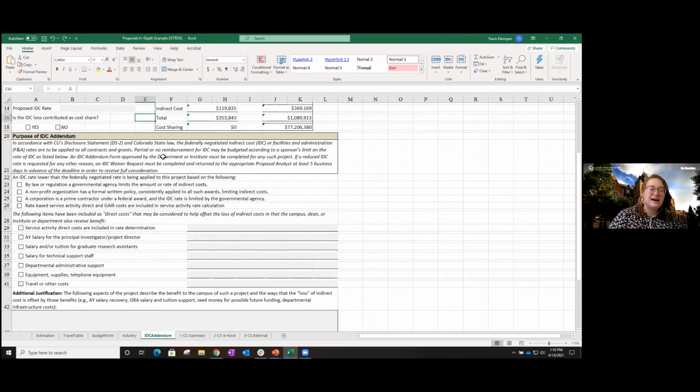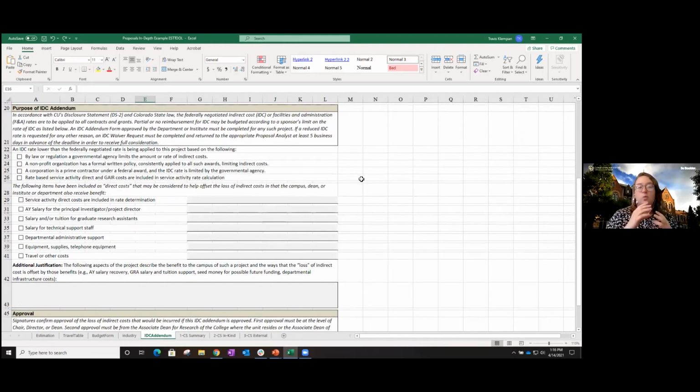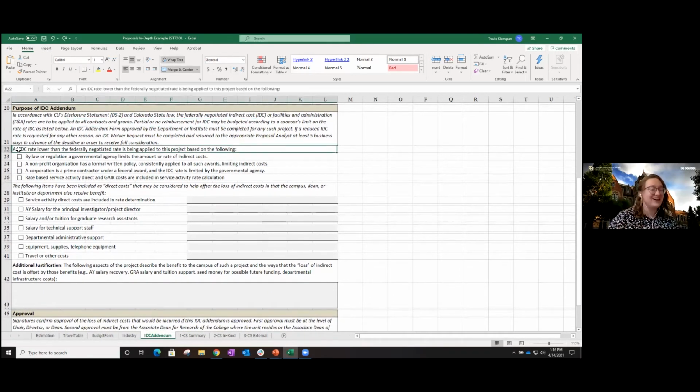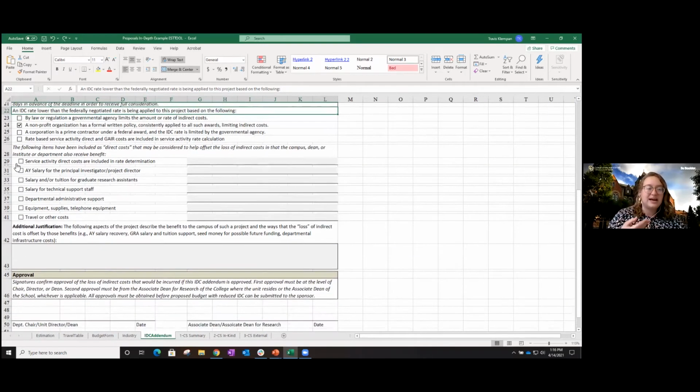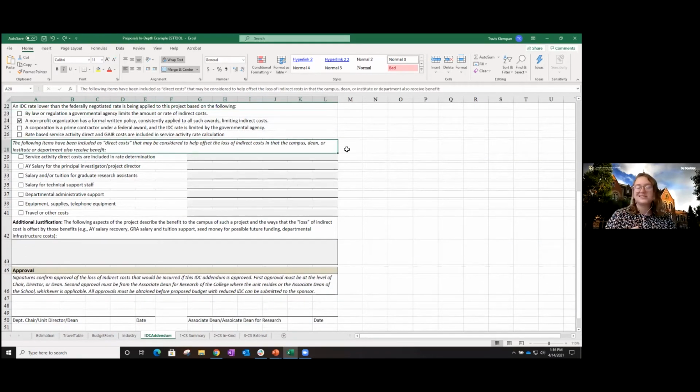Below this, we have a section to mark why we're agreeing to a rate other than our own. Most of the time, it's going to be a nonprofit organization that has a formal written policy. So it needs to be published or it needs to be in writing somewhere for us to move forward in this process. So that's what I would click most of the time, but we do have several other options to cover situations.